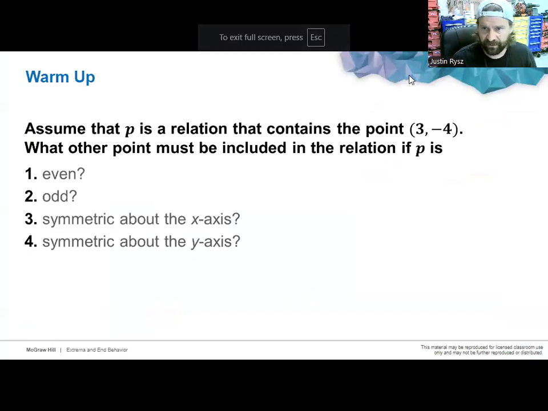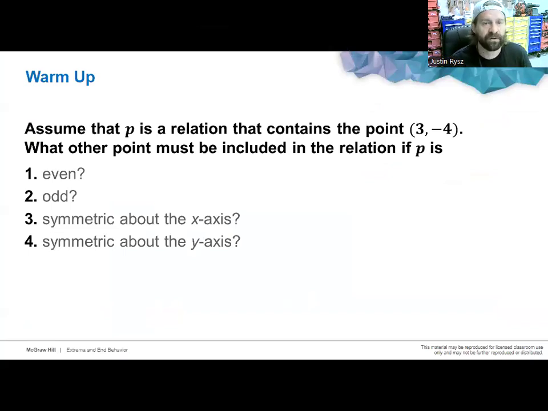So we'll do a little warm up here. See if you guys remember stuff from 1.2. Go ahead and read this question. Assume that P is a relationship that contains the points (3, -4). What other points must be included if the relation is even, odd, symmetric about the x-axis, or symmetric about the y-axis? Pause the video, see if you can try it on your own.